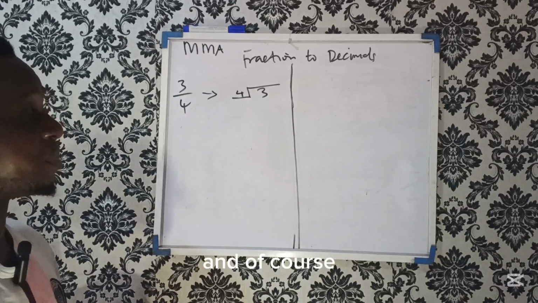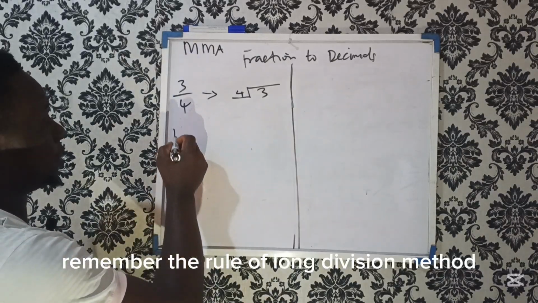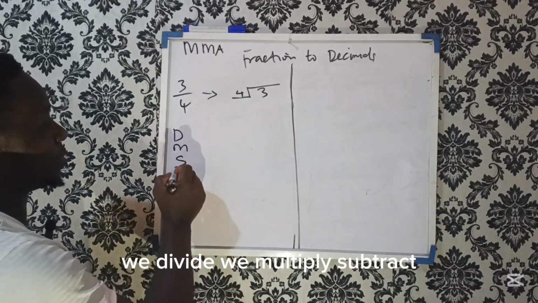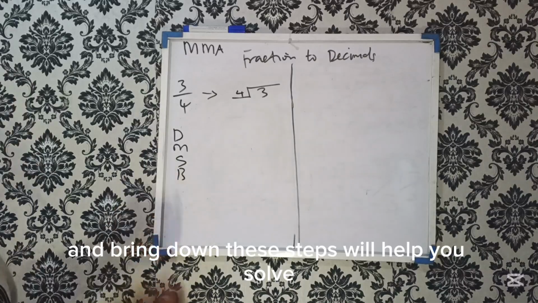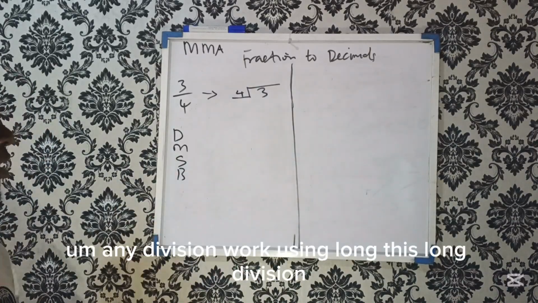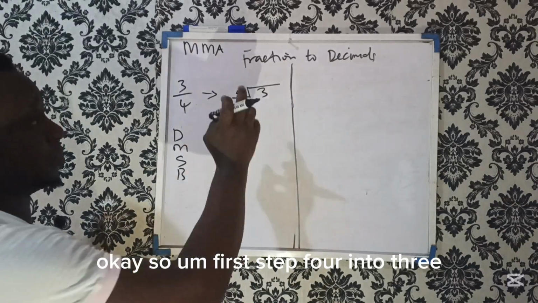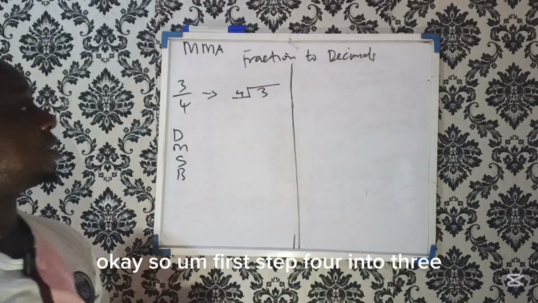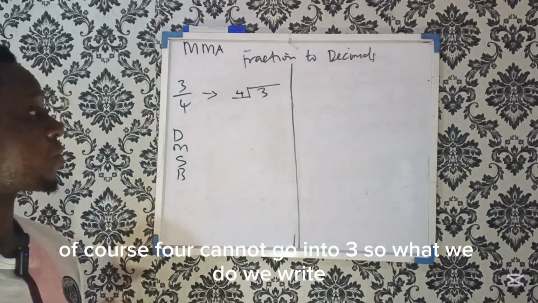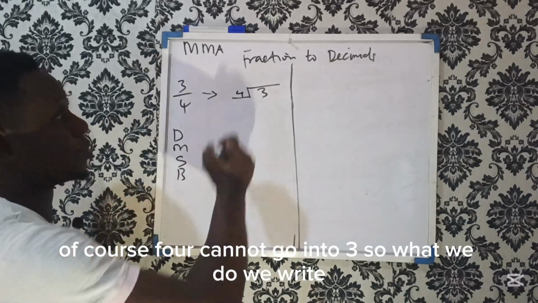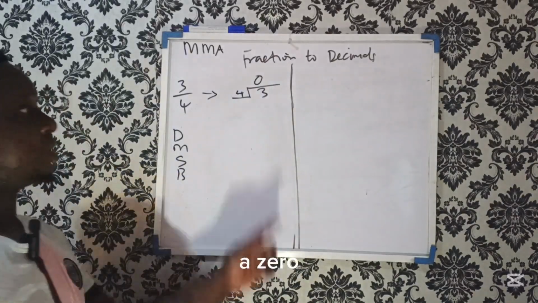And of course, remember the rule of long division method. We divide, we multiply, subtract, and bring down. These steps will help you solve any division work using this long division. Okay, so first step, 4 into 3. Of course, 4 cannot go into 3, so what we do, we write 0.